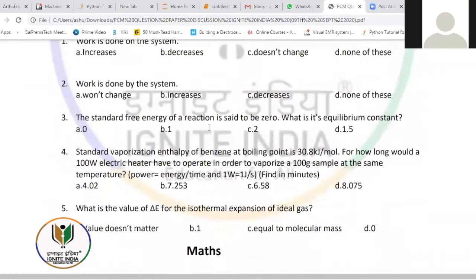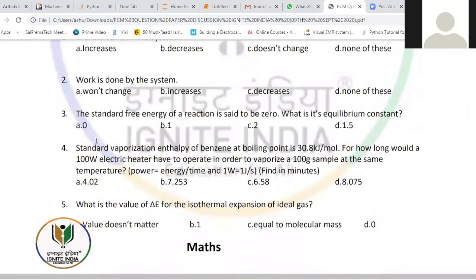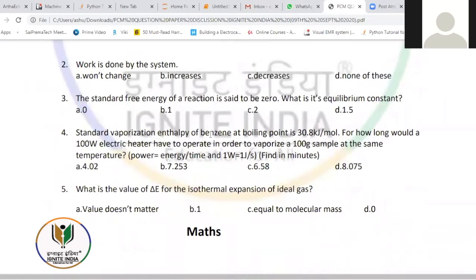Next, this is a problem. Standard vaporization enthalpy of benzene at boiling point is 30.8 kilojoules per mole. For how long will a 100-watt electric heater have to operate in order to vaporize a 100-gram sample at the same temperature? Now this question may seem difficult. It means that benzene vaporizes at this energy. So for 100 gram of benzene, how long will a 100-watt electric heater have to work? They have asked to find the answer in minutes.